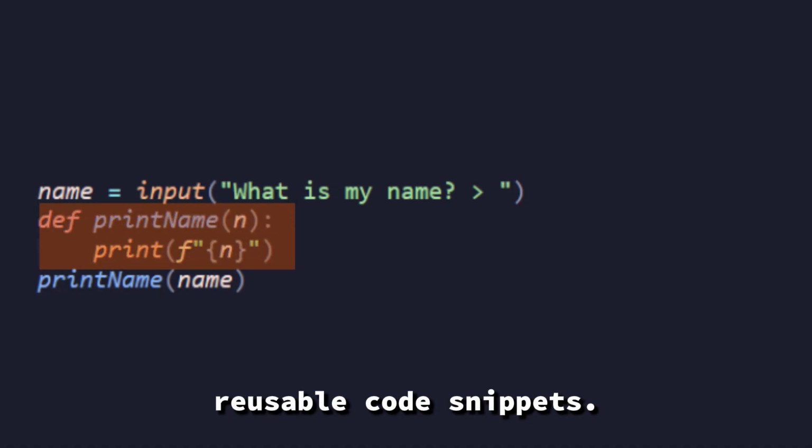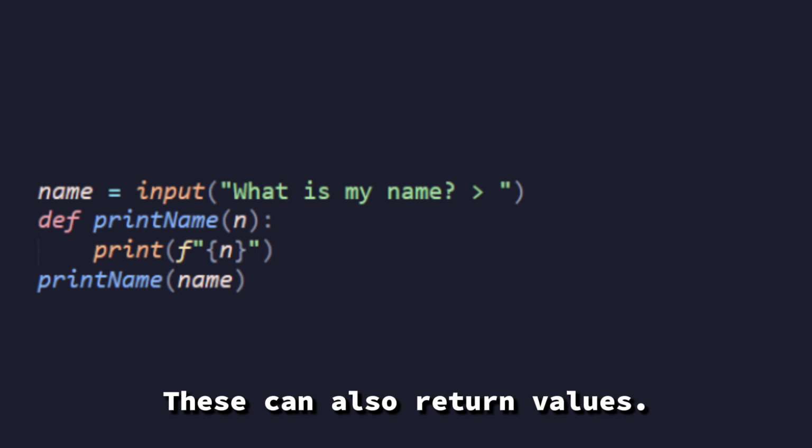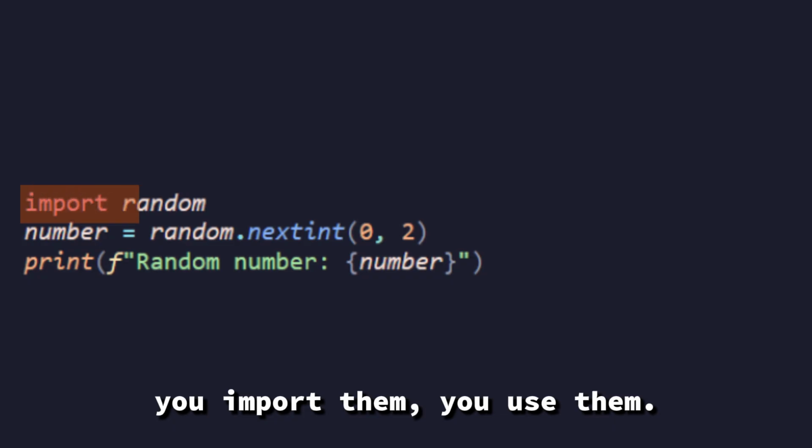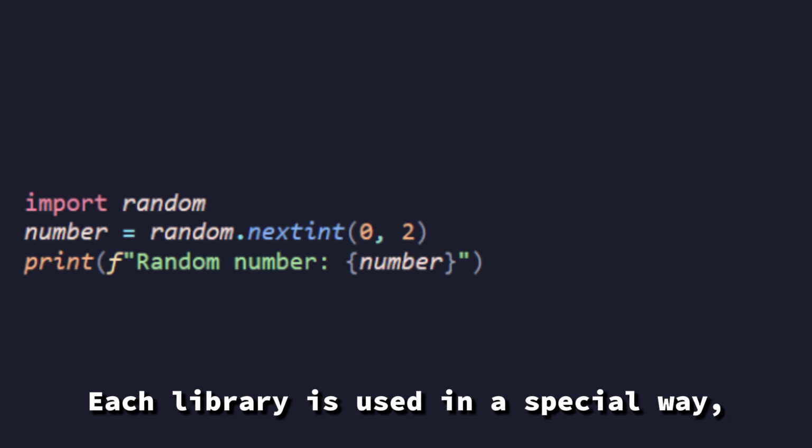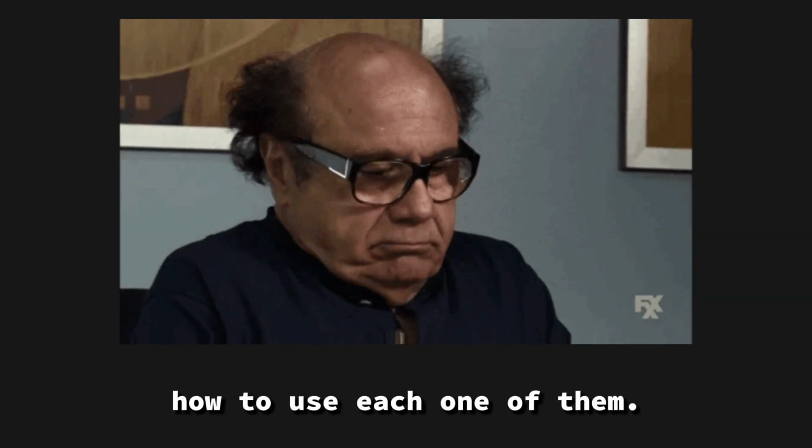Functions. Reusable code snippets. These can also return values. Libraries. You import them, you use them. Each library is used in a special way, so I cannot teach you how to use each one of them. Now, let's build something with it.